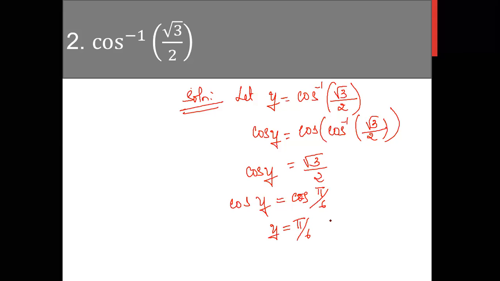We are not done. We have to check whether pi by 6 belongs to the principal value branch. What is the principal value branch of cos inverse function? It is 0 to pi. Whether pi by 6 belongs to this interval? Yes. So this is our answer. Y is equal to pi by 6 is your answer.